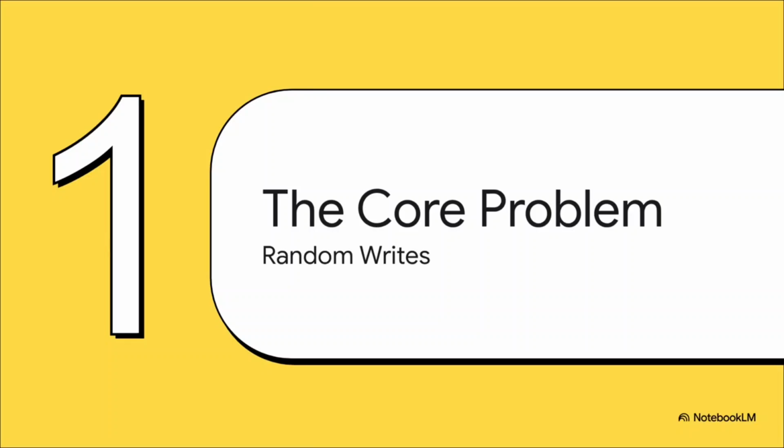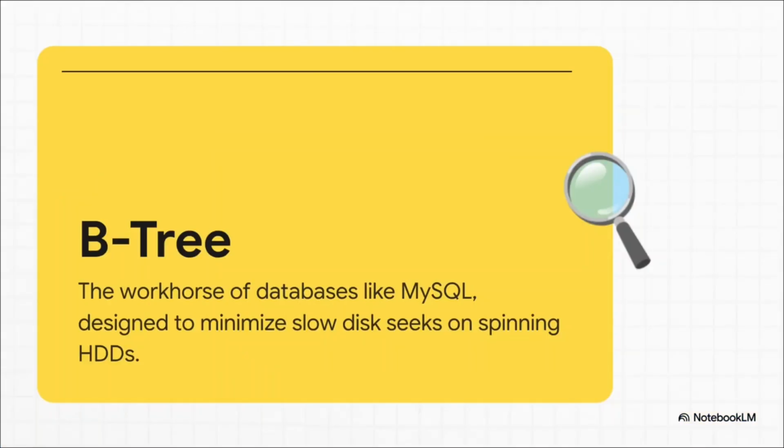See, for decades, one particular data structure completely ruled the database world. It was perfectly designed for the hardware of its time. But that hardware, and the world itself, were about to change in a huge way. And that ruler was the B-tree. Yeah, if you've ever worked with a classic relational database like MySQL or PostgreSQL, you've used a B-tree. And look, it was a brilliant solution.